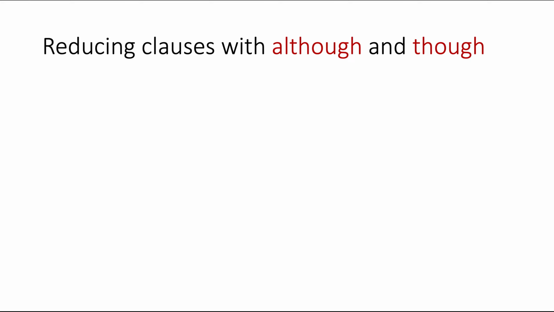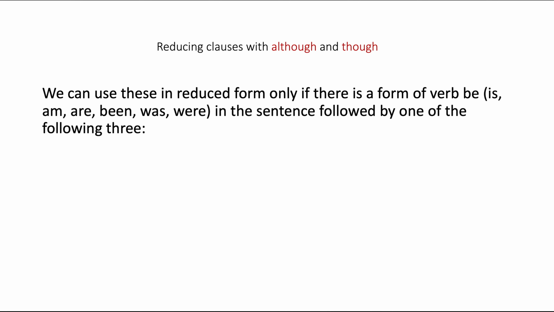You can reduce adverbial clauses that have although and though in them. And we can do this under certain conditions. We can use these in reduced form only if there is a form of verb be, like is, am, are, been, was, were, in the sentence, followed by one of the following three. So what are these three things?